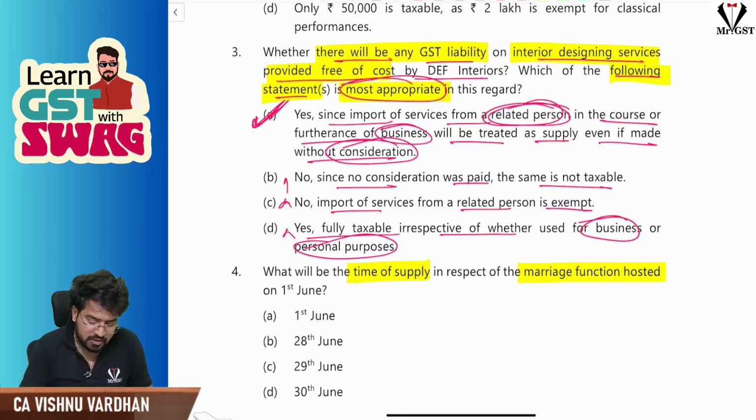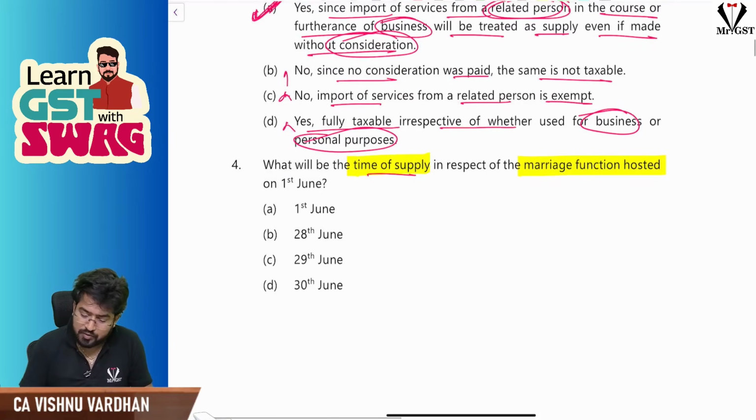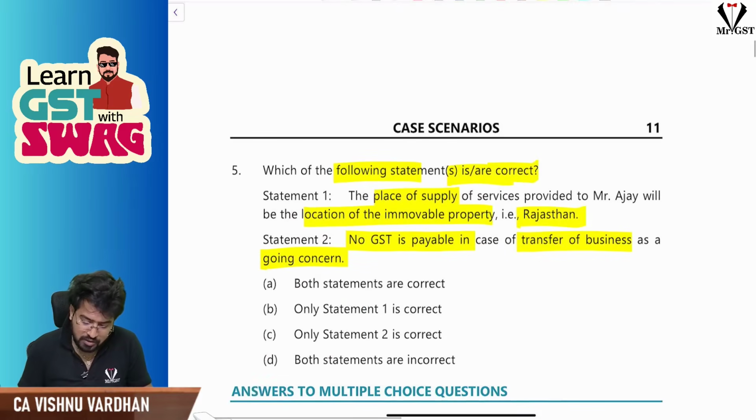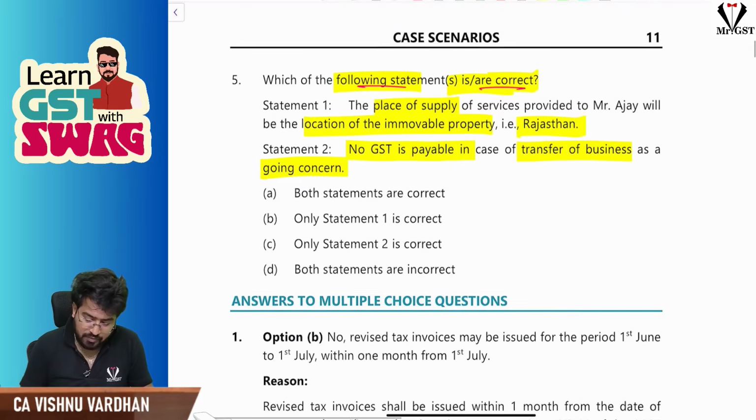Import of services, this is the correct statement. Without consideration, business purpose, related person. So that should be the correct answer. Next, we should check what is the time of supply for marriage function hosted on 1st June. Okay. Next, which of the following statements are correct?